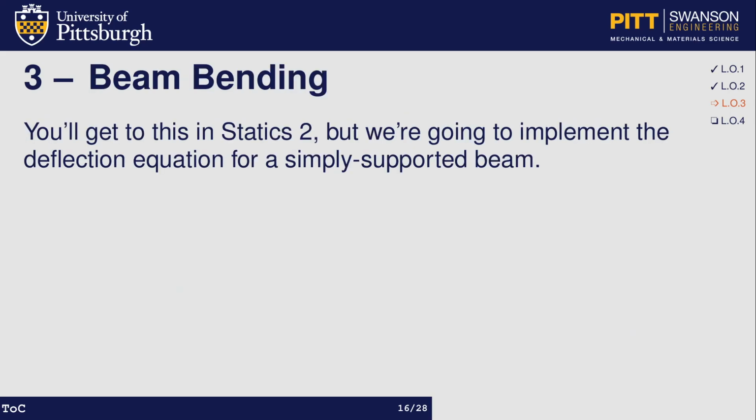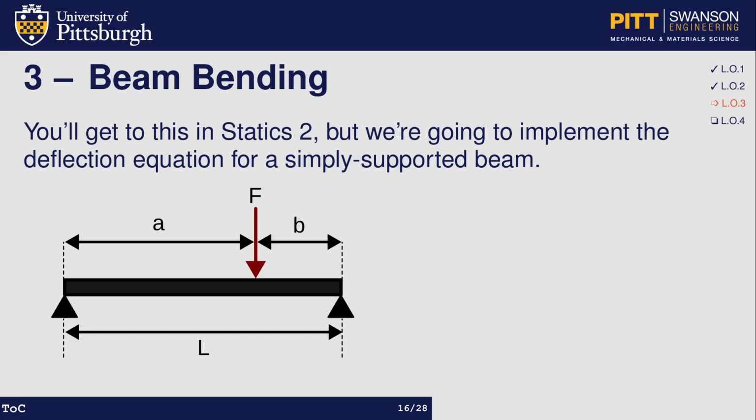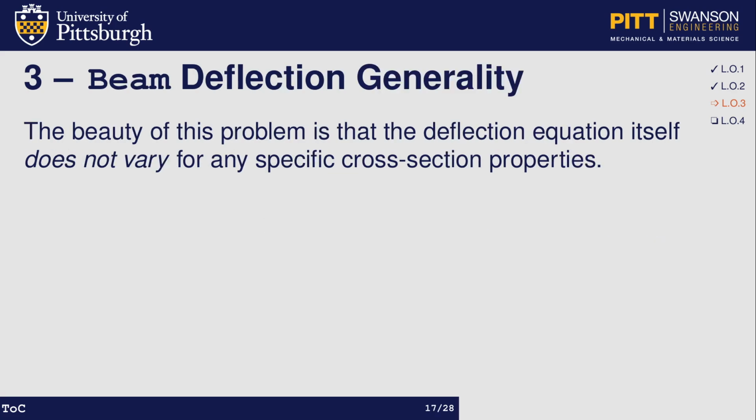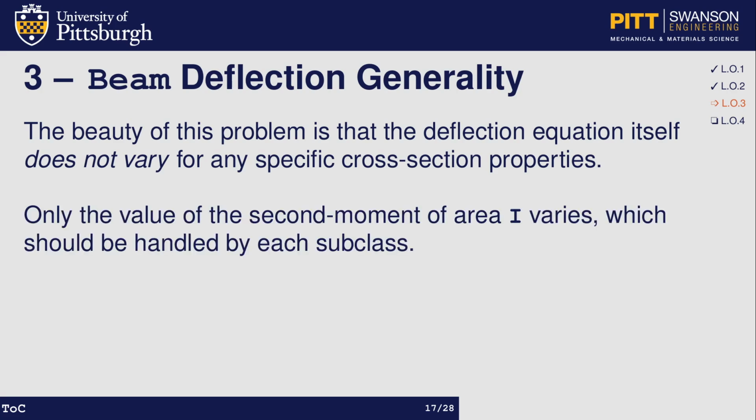Now, you'll get to this in Statics 2, but we're going to implement the deflection equation for a simply supported beam like this, and the equation is as follows from the left end to the force application at A. Now, the beauty of this problem is that the deflection equation itself does not vary for any specific cross-section properties. Only the value of the second moment of area I varies in this case, and that should get handled by each of the individual subclasses.